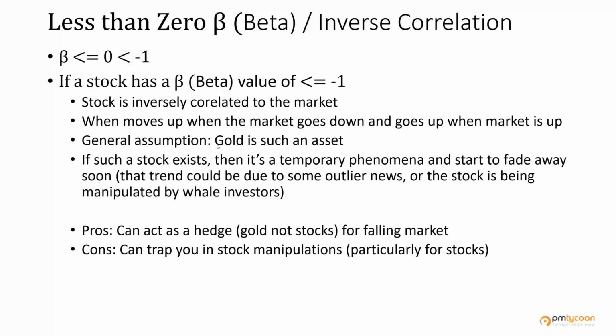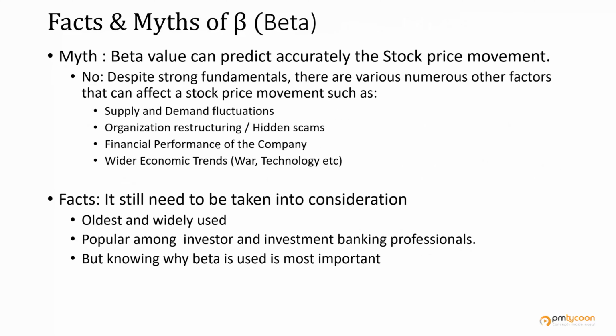It is also possible that you're getting trapped into stock manipulations by big whales, or by institutional investors. If they really want to dump a stock onto you, first maybe they will go against the market. If the market is going up, they may sell it. If the market is going down, they may buy it just to put you into the trap, saying that, you know what, investing in this stock is going to make you money. So that's about less than zero beta stocks.